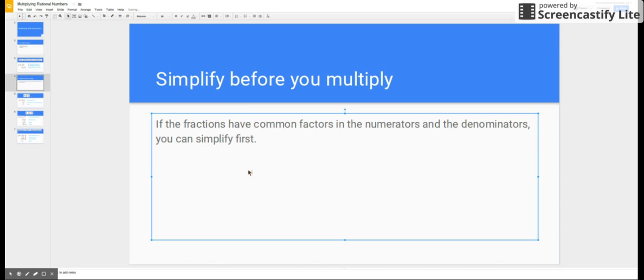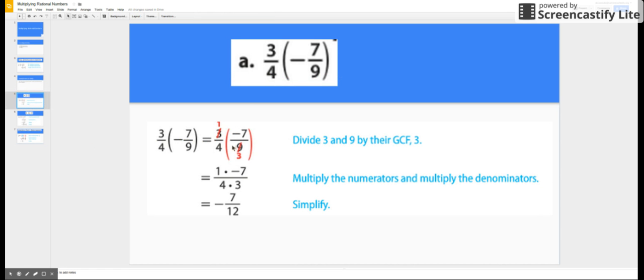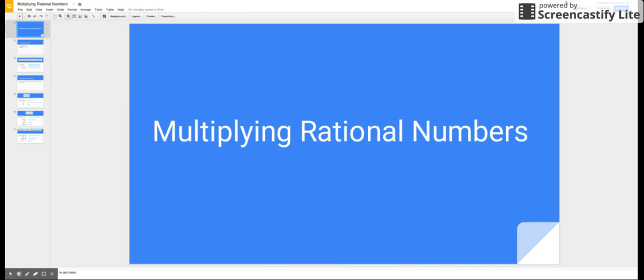That just means you look diagonally at the fractions and see what common factor goes into them first. So you're saving a step in the end by doing it first. Okay, so I hope you learned how to multiply rational numbers.